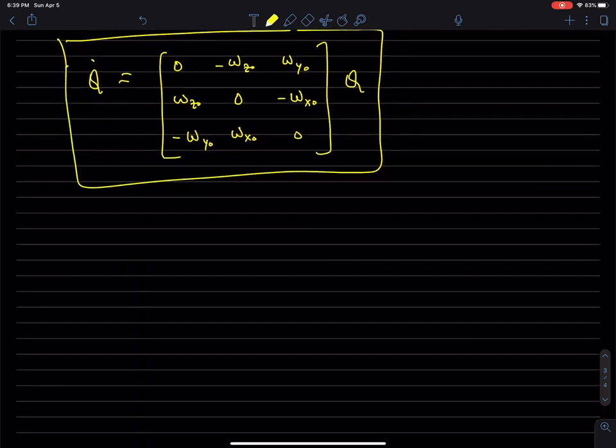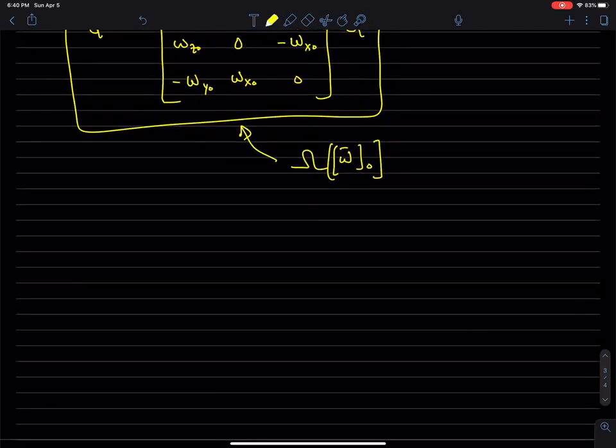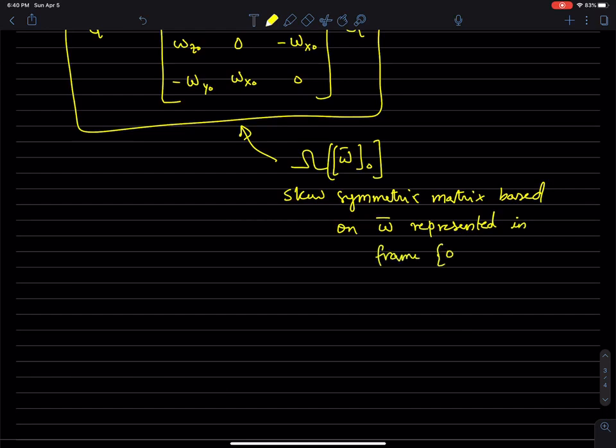Okay. So this is a skew symmetric matrix based on omega, but based on omega represented in frame 0. Okay, it's using components of frame 0. Okay, so omega represented in, and of course with respect to as well, but more importantly represented in frame 0. Okay.